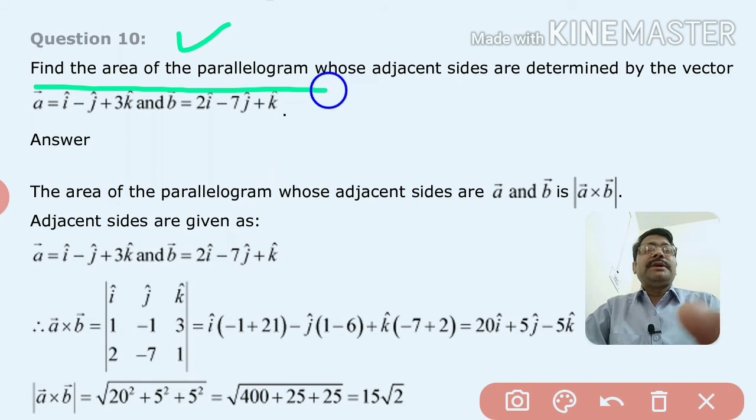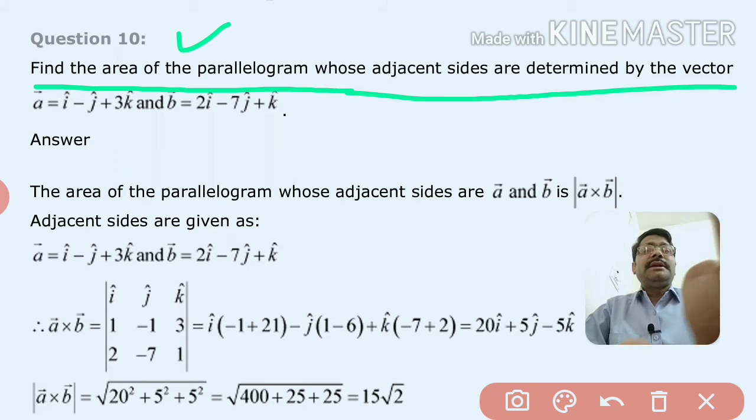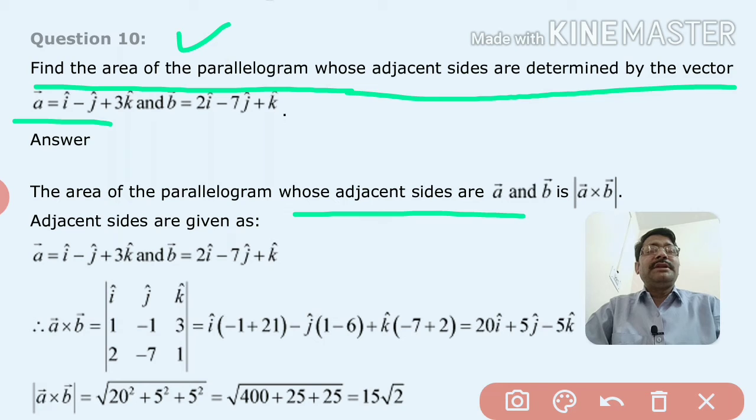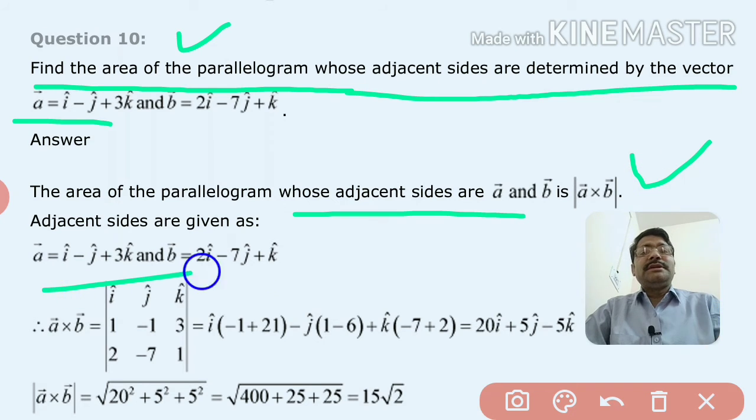Question number 10 is: find the area of a parallelogram whose adjacent sides are determined by the vectors A equal to I minus J plus 3K and B equal to 2I minus 7J plus K. The area of a parallelogram whose adjacent sides A and B are given is the modulus of A cross B.